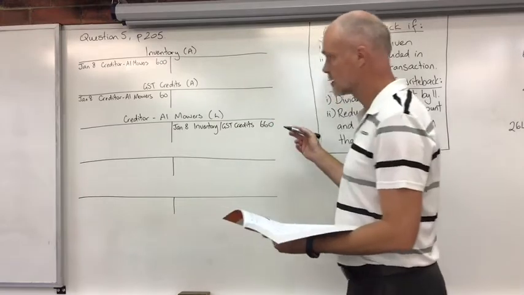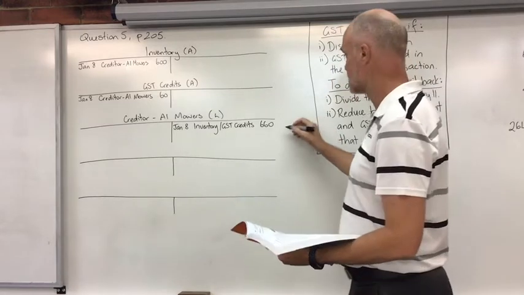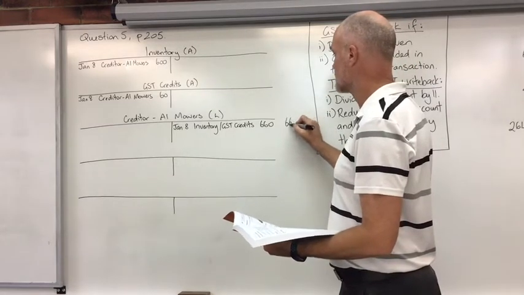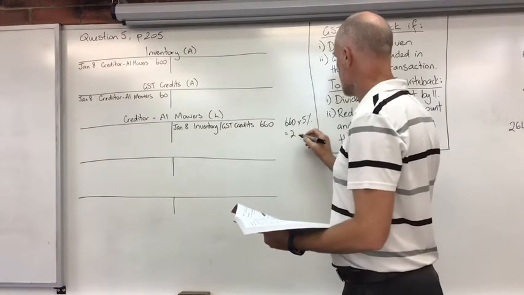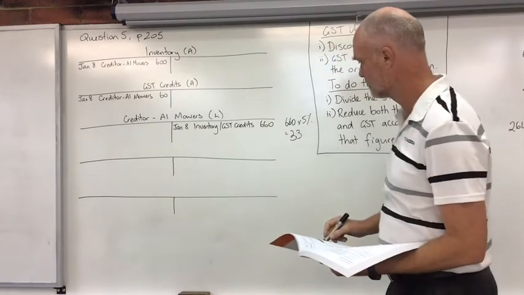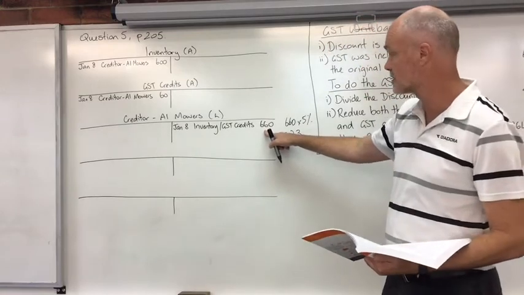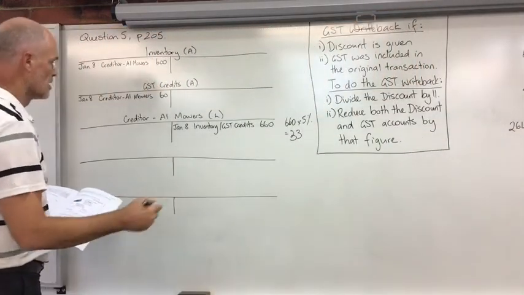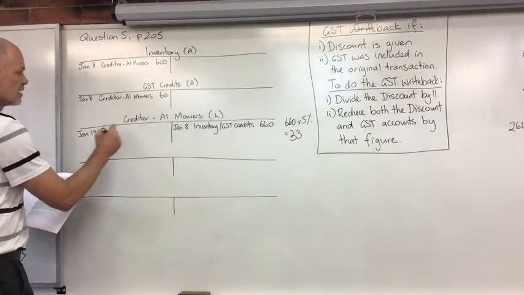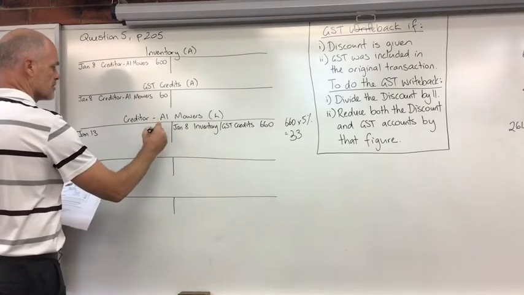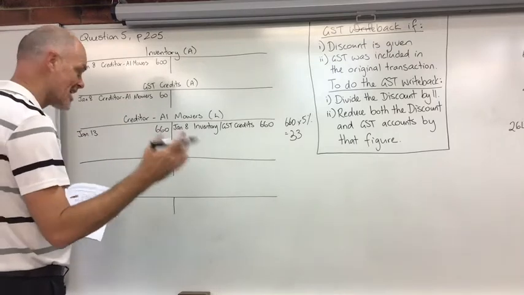So firstly, I guess what we need to do is figure out what the discount amount was, and it's a 5% discount. So to do that, it's $660 times 5%, which gives us a $33 discount. Okay? So we've got a $33 discount. We're not having to pay the full $660. So we're still going to, on January the 13th, be reducing the creditor by the full $660. It's just that we're not paying the full $660 in cash. We're doing it through cash and discount.